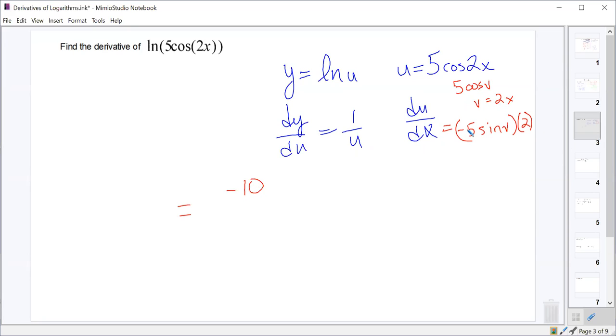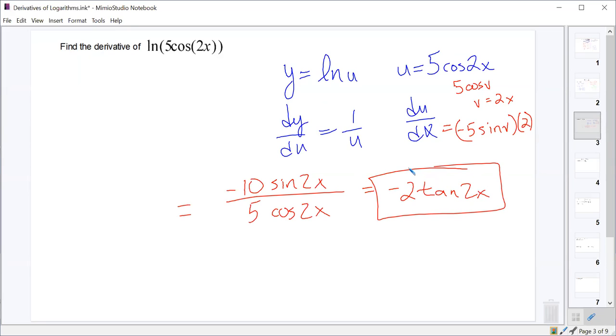So if we put that all together, negative 5 times 2 gives you a negative 10 sine of v, so sine of 2x, all over u, which was 5 cosine 2x. And what does that simplify to? Negative 10 over the 5 ought to give us a negative 2, and then sine 2x over cosine 2x is tangent 2x. Exactly. Good or not? Everyone okay with that? Good. All right.